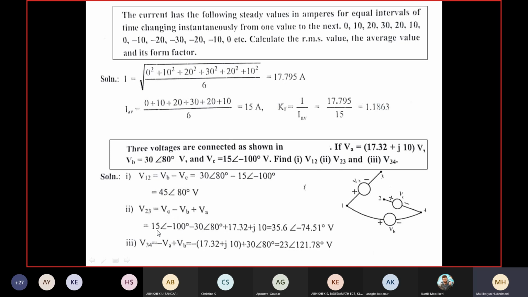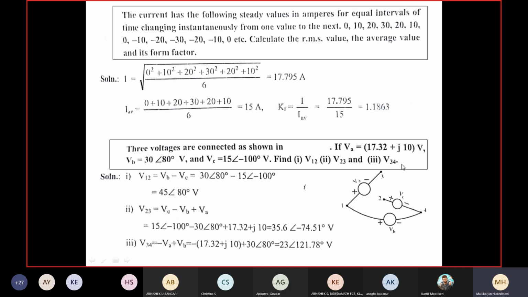So put the respective values VC, VB, VA as usual. Then use the calculator in the complex mode. Complete it. Put the answer in rectangular and polar. But I did not tell you here: write the answer both rectangular as well as polar. That's the end of V23.